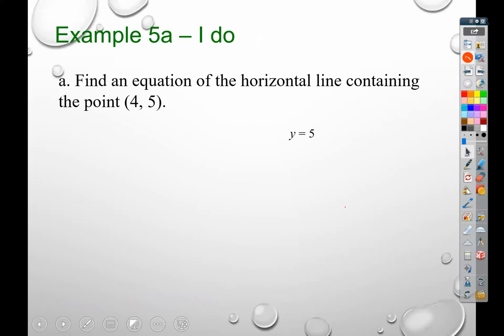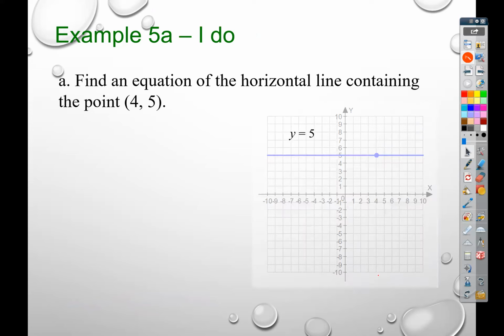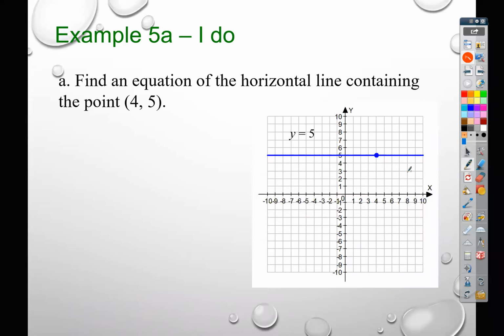All right, number 5. Find the equation of a horizontal line containing the point (4, 5). So what we're doing is we're going to the point (4, 5), and then we draw a horizontal line. Now we know that the horizontal line is only y equals. So anytime you have a horizontal line, you know it's going to be y equals. What does y equal? 5. So you could have done this without actually graphing. If you can remember that horizontal lines are y equals a constant, and you just pick what the y equals, and you've got it.